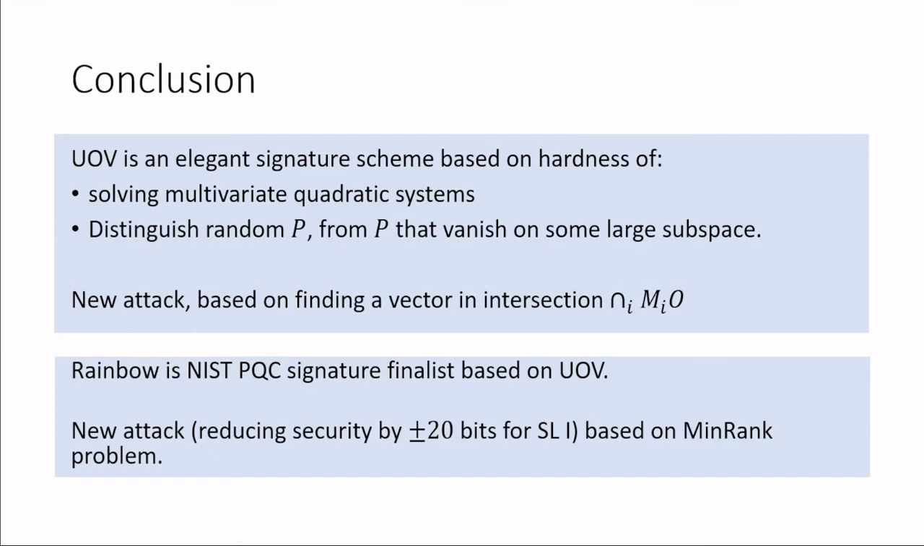Okay, so we made it to the conclusion. I talked about Oil and Vinegar, which was this elegant signature scheme based on this problem where I give you a public key that vanishes on some secret subspace, and the problem is to find this secret subspace. I gave a new attack based on the idea of trying to find a vector in some intersection. This new attack is more efficient than the previously known attacks for some parameters. Then we also talked about Rainbow, which is one of the finalists for the NIST post-quantum cryptography project. And I also gave a new key recovery attack against Rainbow that was based on this MinRank problem. The complexity of the new attack is 20 bits more efficient than the best known attacks for security level 1, and even more for higher security levels.